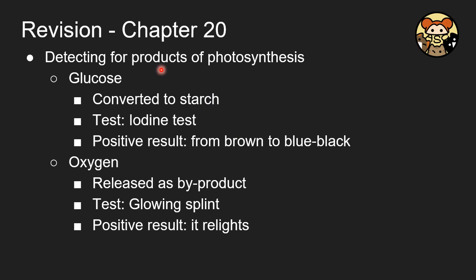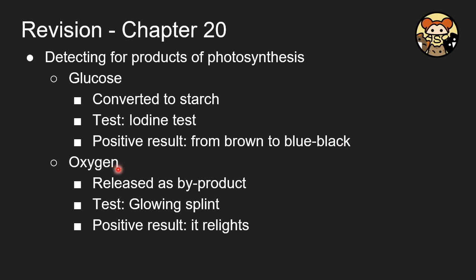In order to detect photosynthesis, we detect the products produced. The two products produced by photosynthesis are glucose and oxygen. Glucose is converted to starch. That's why we test for the presence of starch, using iodine. That's the iodine test, and the positive result is a color change from brown to blue-black.